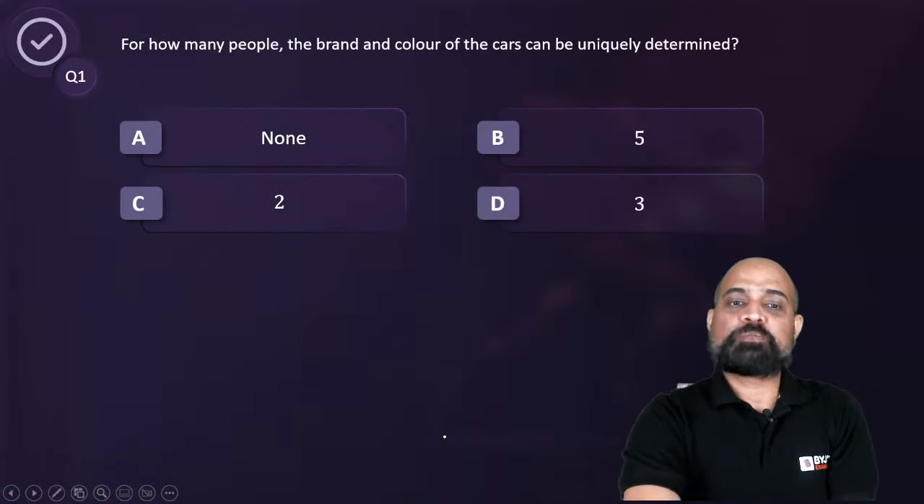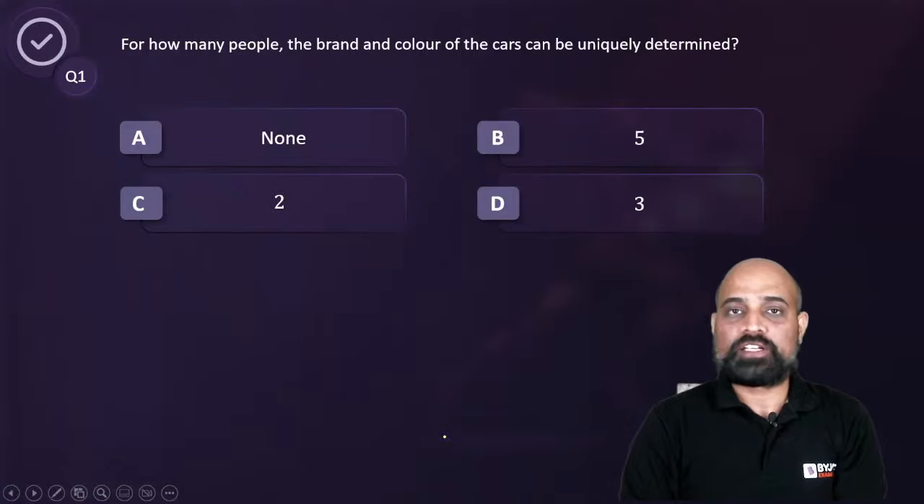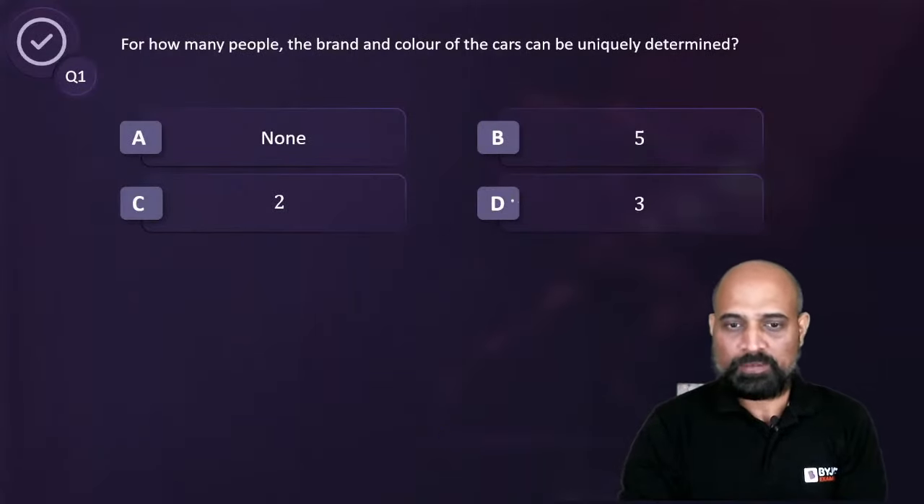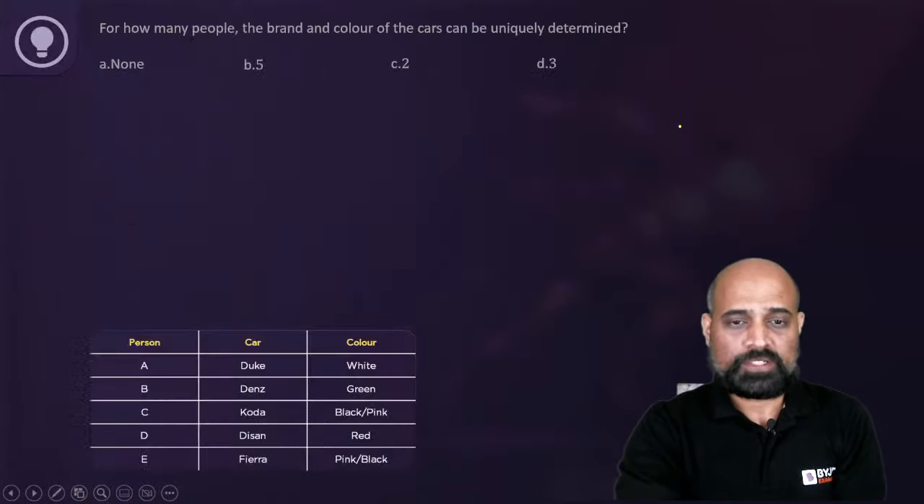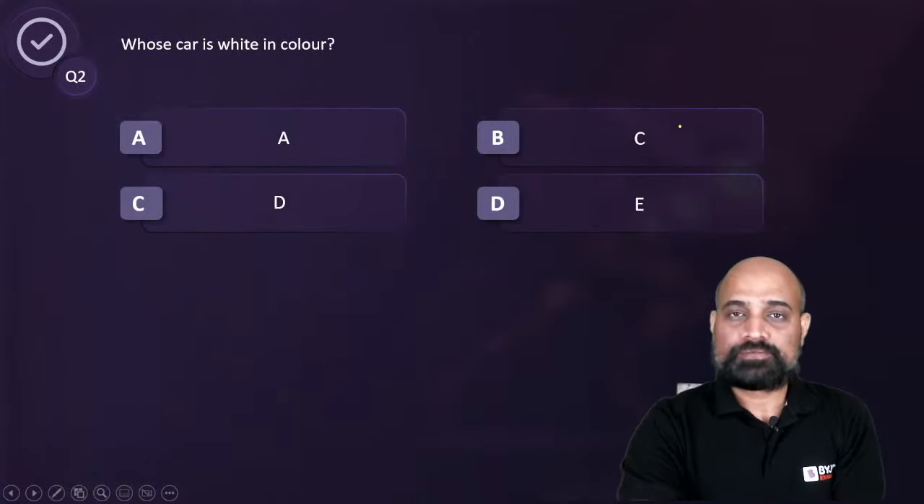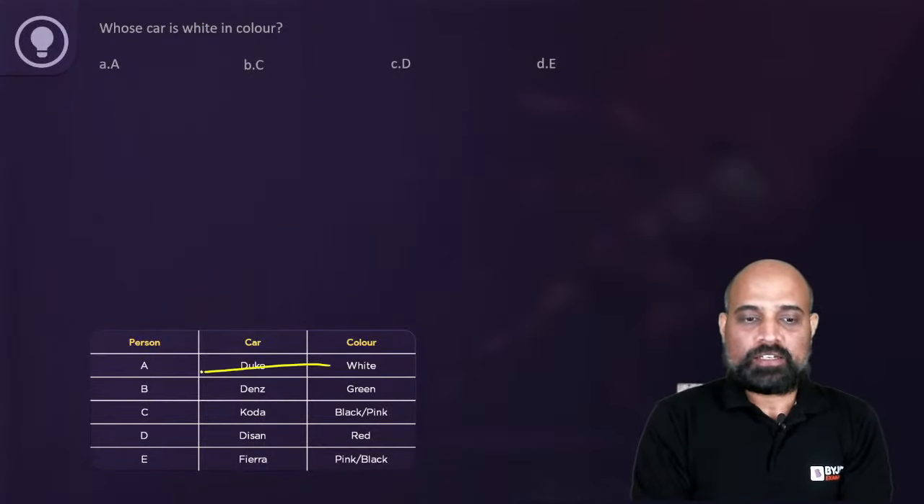So for how many people the brand and color of the cars can be uniquely determined? If you remember, out of 5, 2 का combo चल रहा है. So remaining 3 people, right? Okay. Whose car is white in color? So white in color is A का.